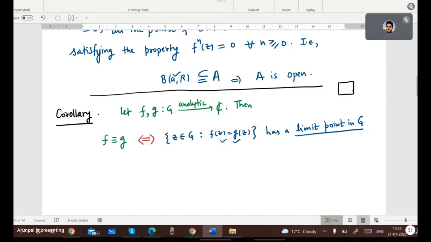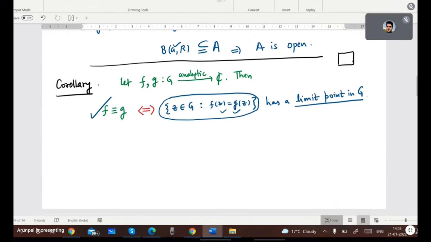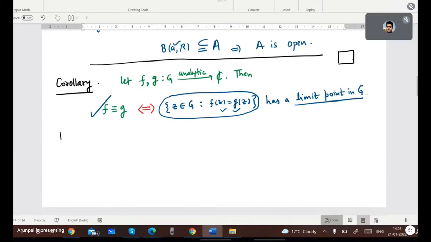So if you want to check whether two functions are identical, you need not check whether their values are equal at each and every point. You simply pick up those points where their values are equal, and that set has just one limit point. If you are able to pick up such a set, then you can at once declare that the functions are identically equal. Is this okay, class? So that's the power of this result. So see the proof. The proof is very easy, just a one-line proof.